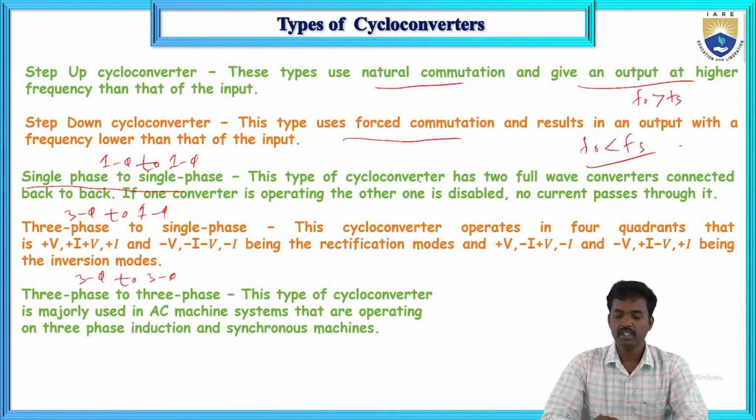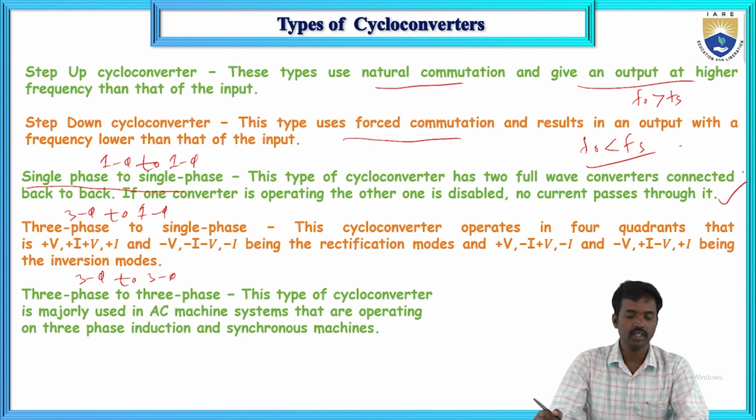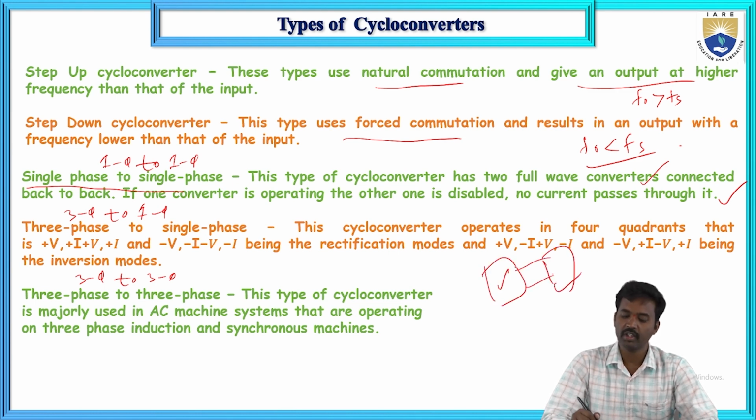In the single phase to single phase type, the converter has full wave converters connected back to back. If one converter is operating, the other one is disabled and no current is passing through it. So this is the converter, and this is another converter connected back to back. If one converter is operated, the other converter will not be operated; that is disabled.